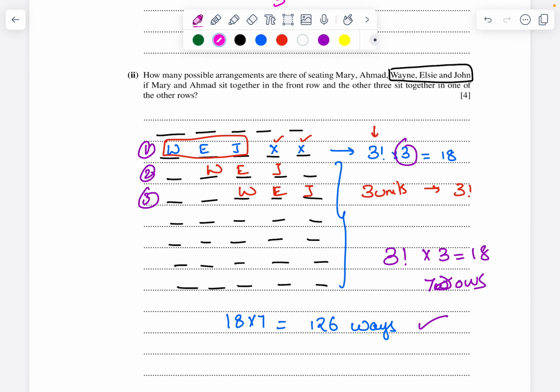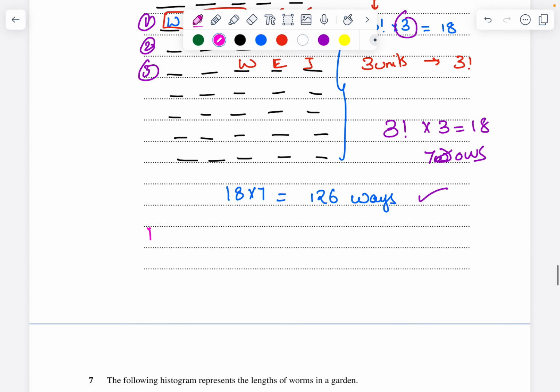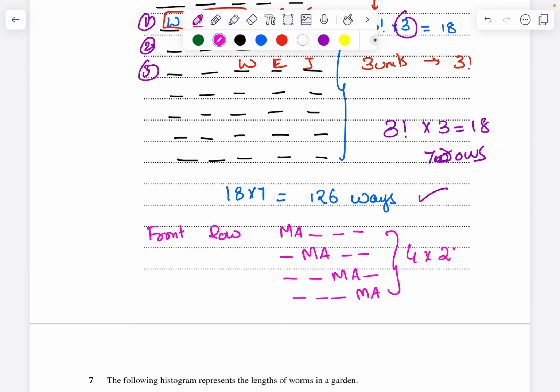Now coming to the front row. In the front row, M and A sit together. So we are talking about the front row. For the front row, MA sit together and the other 3 people. So MA and 3 other people, MA and singles. So how many ways can it be done? 4 ways. And M and A among themselves in 2 factorial ways. So that is going to be 8 ways. So the final answer is 126.